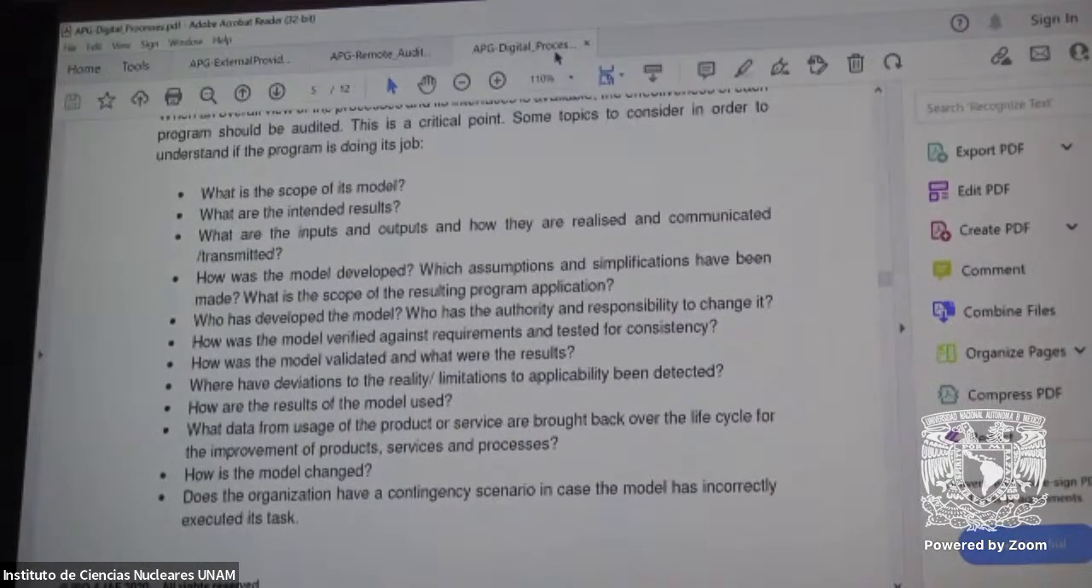Again, some of the things you might look at for the software: what is the scope? What are the intended results? What are the inputs and outputs? How was the model verified? How was it validated? Where are the deviations from reality and limitations to applicability with the results of the model used, etc.? And we don't have time to go through it.